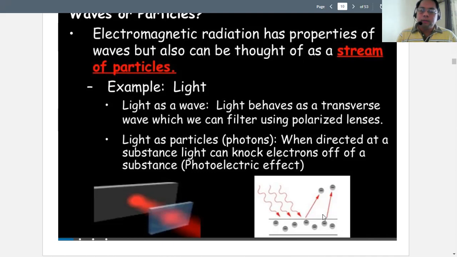Okay, so electrons get knocked off, and that's where the concept comes from that light is not merely a wave. Somehow in light there are massless particles that we call, again, photons.